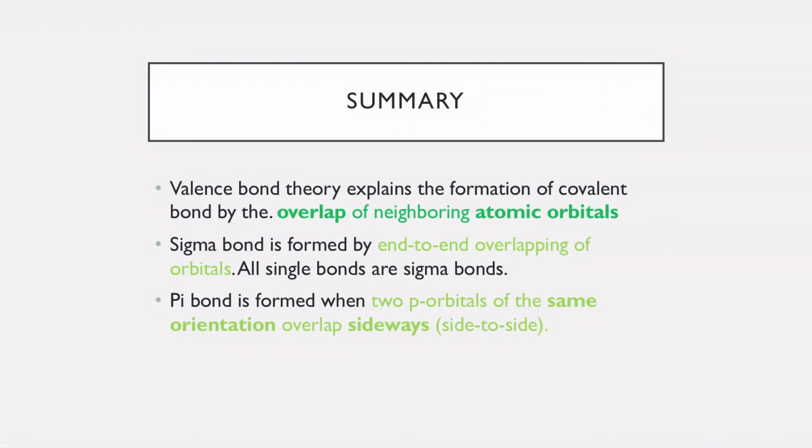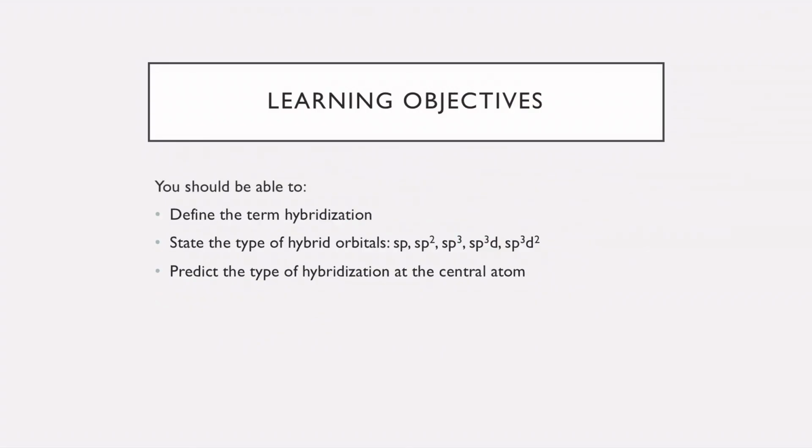Guys, okay, next video today. Now we're going to continue with the next learning objectives. This is like a simpler one. So we are going to define the term hybridization, state the type of hybrid orbitals. You have 5 here, and then predict the type of hybridization at the central atom. Alright.